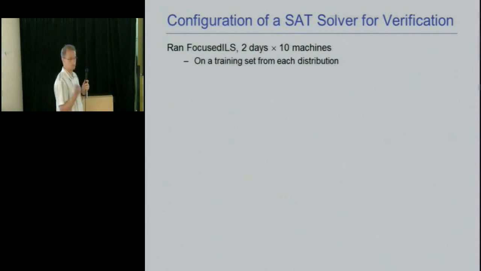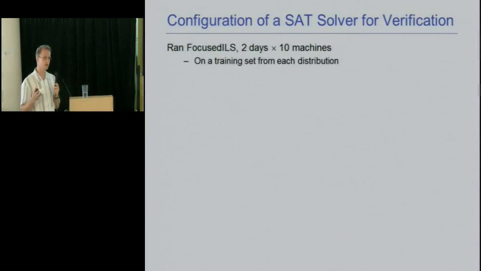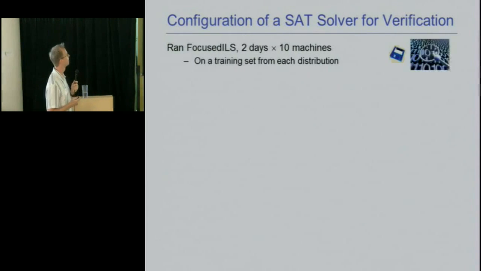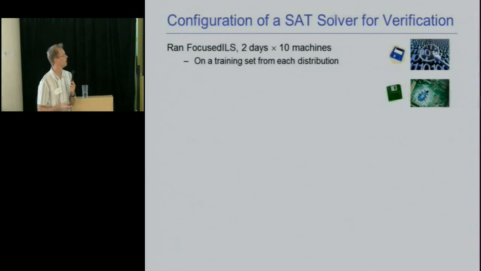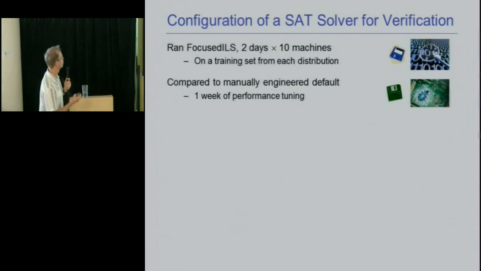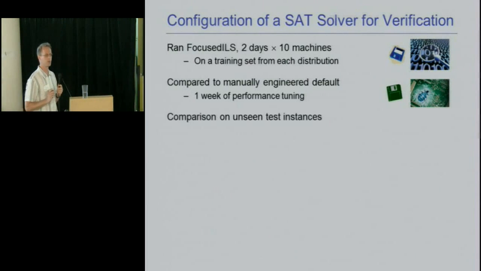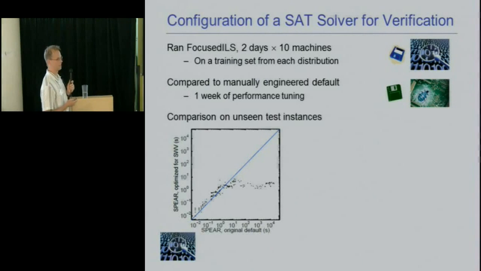So what we did is just ran FocusILS for 2 days on 10 machines on a training set from each of the distributions. And that gave us one configuration for software verification and one for hardware verification. And we compared those to the manually engineered default by the algorithm designer. And he spent about a week performance tuning it manually. We compared on previously unseen test instances to avoid overtuning, of course. And here's a result for software verification.